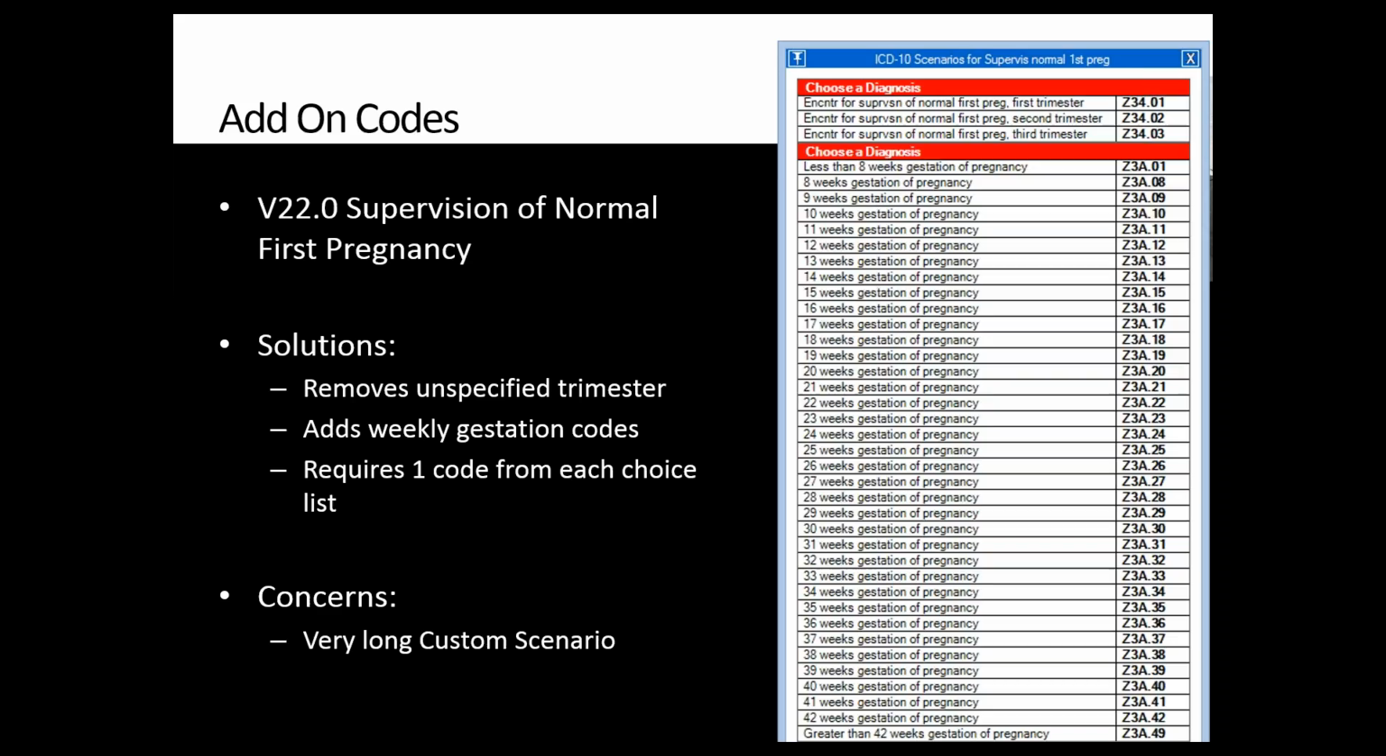Now, the concern here for some people is all of it's right, it has all of the right codes, it's organized well, but it's a very long custom scenario, right? Because of all of the different codes, all of the different granularity that you have here. It's very long. So what we're going to do is try to look at some of the ideas, some of the solutions that we've seen today already, and how you might incorporate that to make this example more user-friendly.